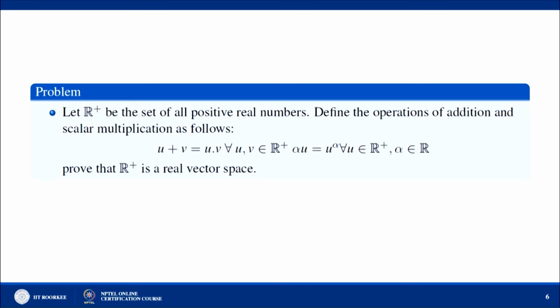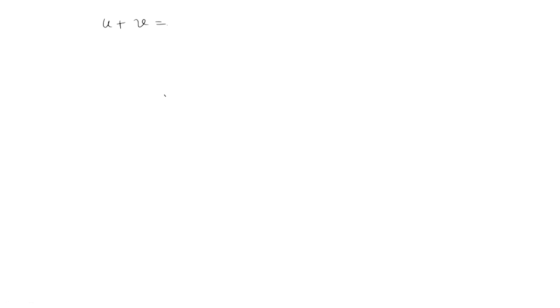Now, this set R plus, which is the set of all positive real numbers, with the operations of addition and scalar multiplication defined like this, is also a real vector space. So, this is very easy to prove. You see that addition is defined as simply u times v, and alpha dot u is simply u raised to alpha, for every u belonging to R plus, the set of all positive real numbers, and the field is real.